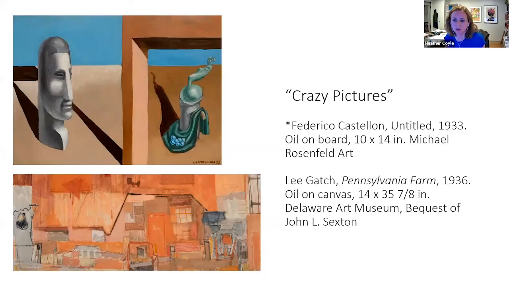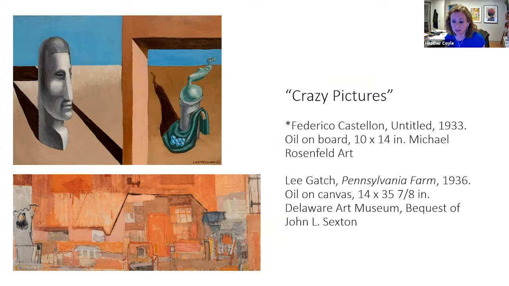The reporter went on to describe some of the so-called crazy pictures in Sexton's home. The most outlandish were two surrealist paintings by Federico Castellan. I've not been able to track down Sexton's Castellans, but they may have been something like this work from Michael Rosenfeld's gallery. The collector admitted, "Some of my friends think I'm crazy to buy such paintings."